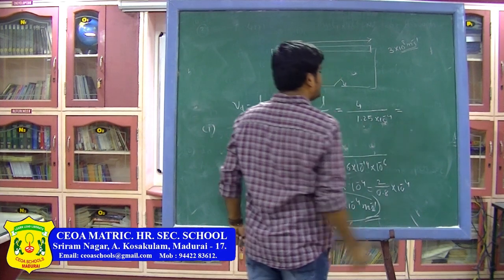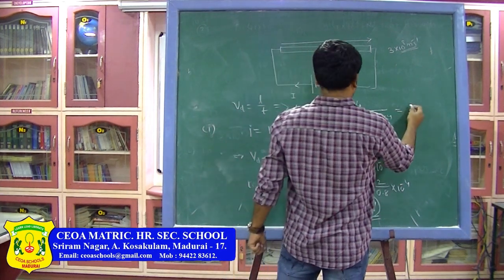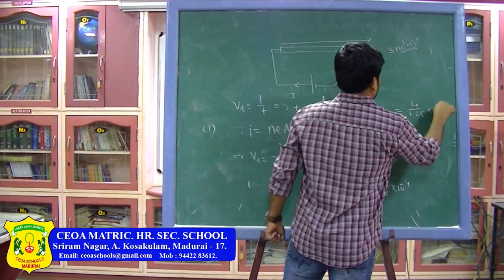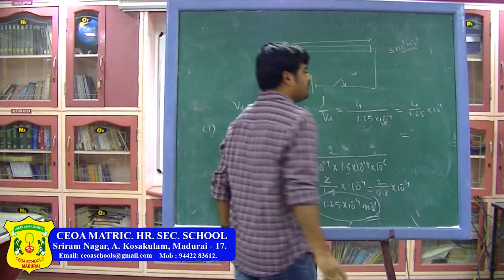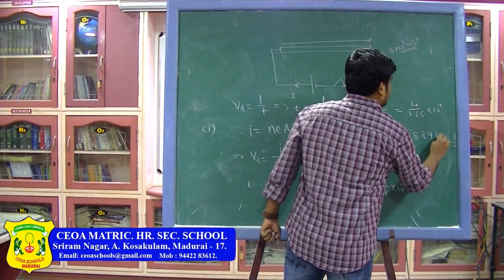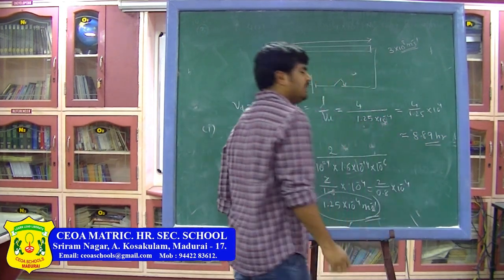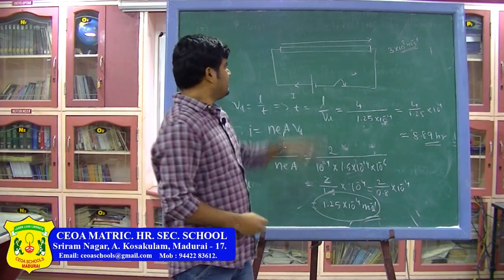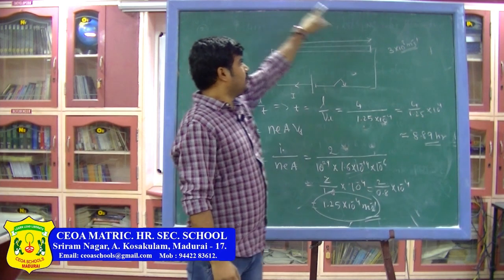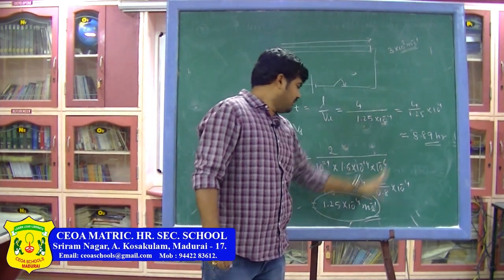So, that is 4 meters divided by the drift speed, 1.25 into 10 to the power of minus 4. If you calculate this, you will get 4 divided by 1.25 into 10 to the power of minus 4, which is approximately 8.89 hours. That is a very long time. That means it will take almost 9 hours to travel from one end to the other end of a 4 meter wire with this much speed.